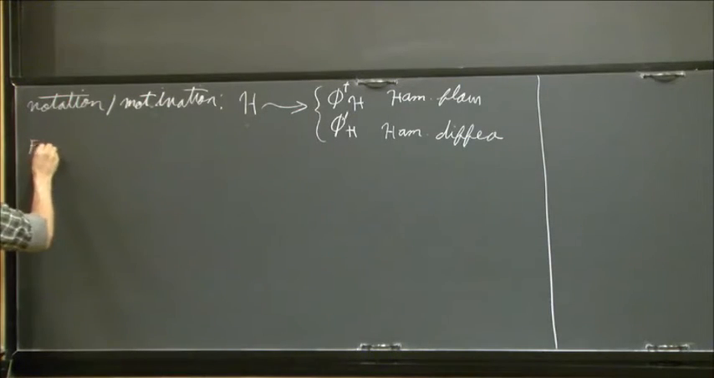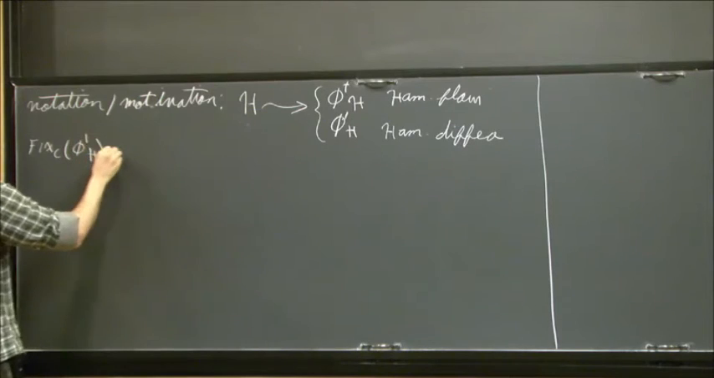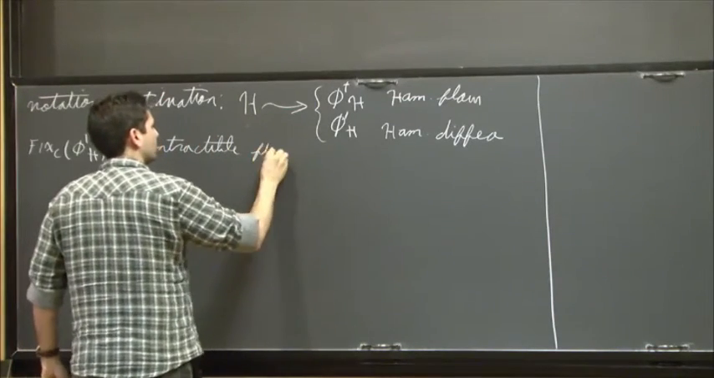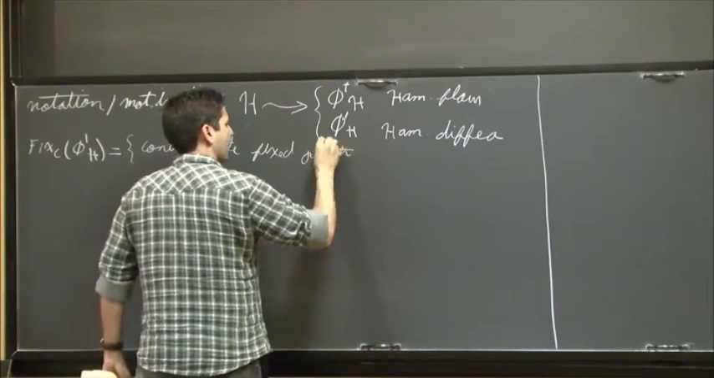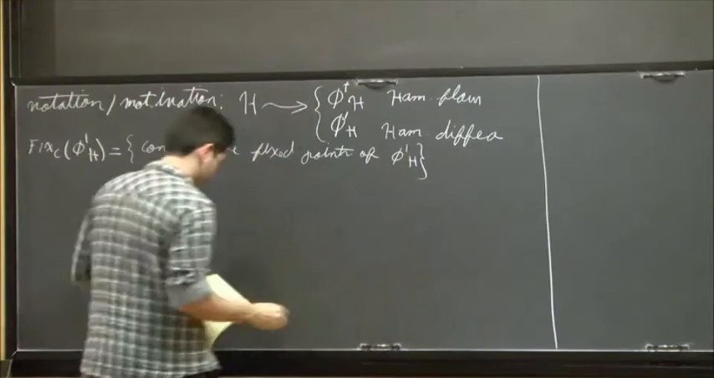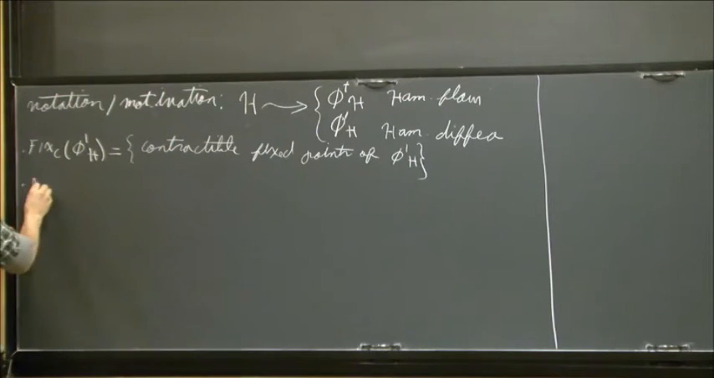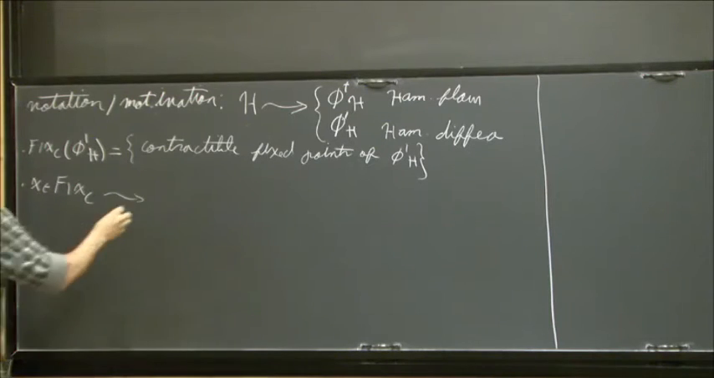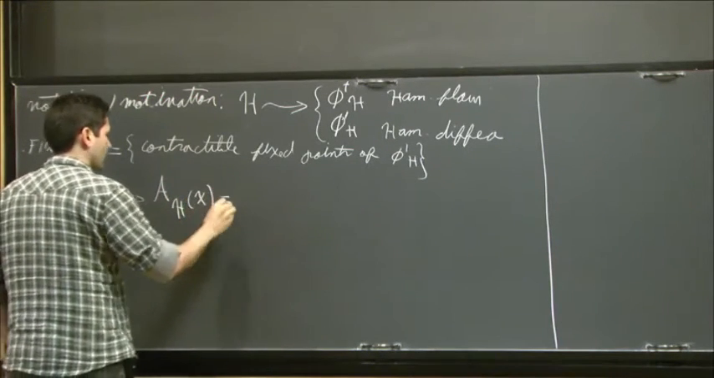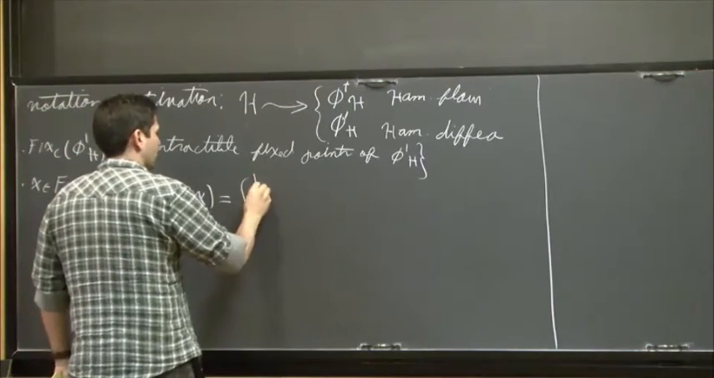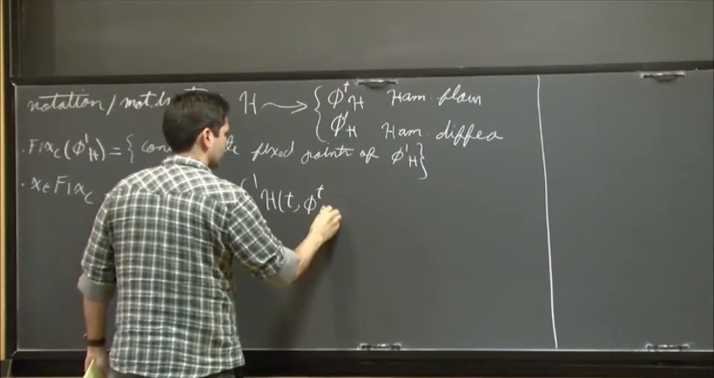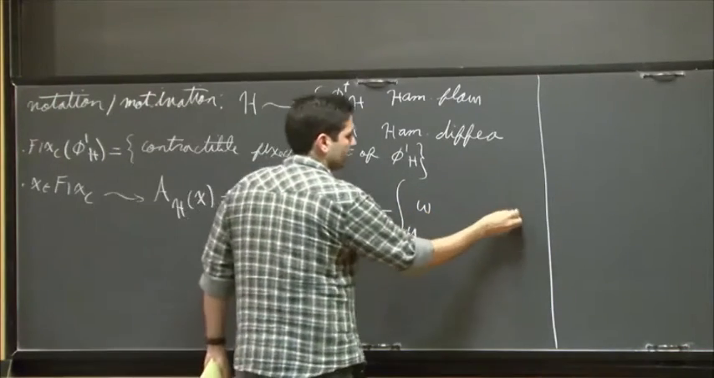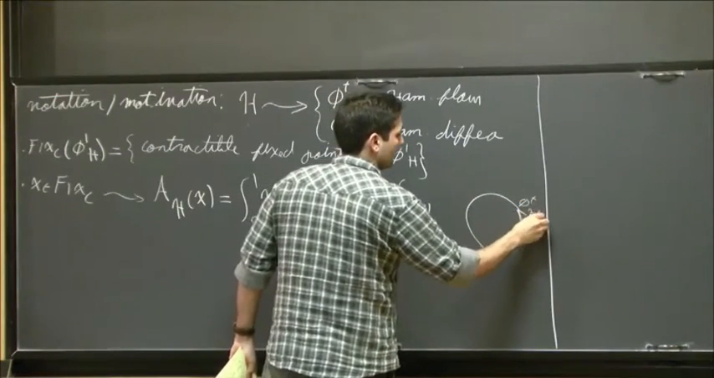I'll denote by Fix_C of the diffeomorphism the set of contractible fixed points of it. Recall that if you have a contractible fixed point, then you can define its action as follows. Here's my convention: you integrate the Hamiltonian around the loop generated by the fixed point and then subtract the area of a capping disk for the loop. Here is the flow of x, and u is a capping disk.